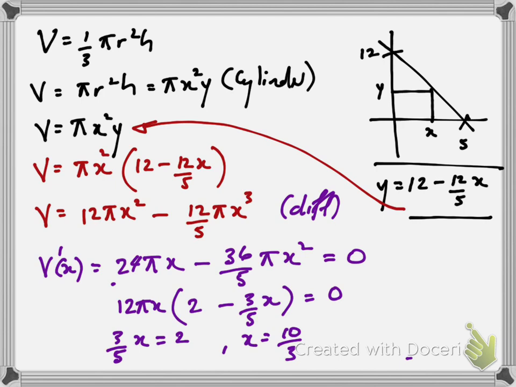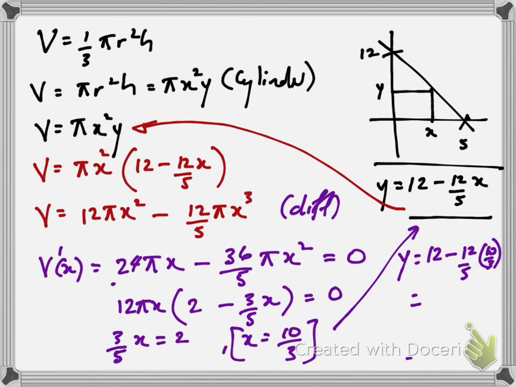One of the solutions is x equals 0, but we can't use that. So cool. So when x equals 10 over 3, I want to find y. Let's go up here. We go to y equals 12 minus 12 over 5 times 10 over 3. You substitute all that, and you end up with 4.